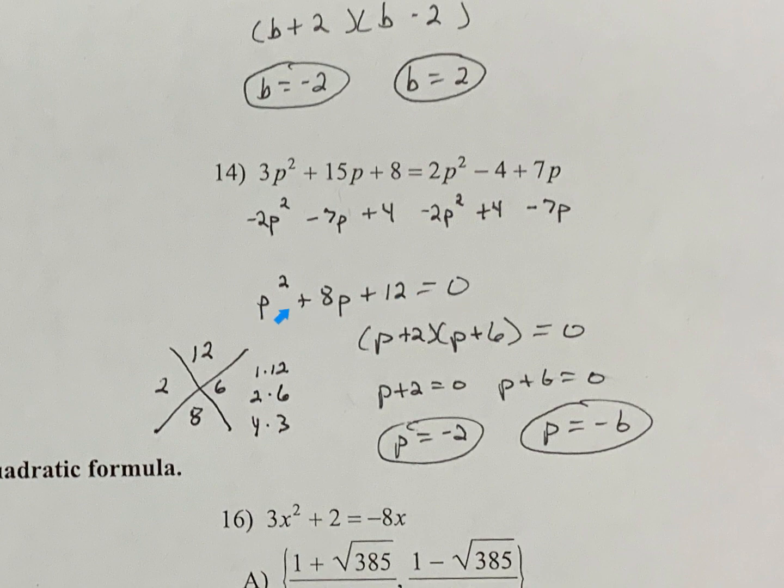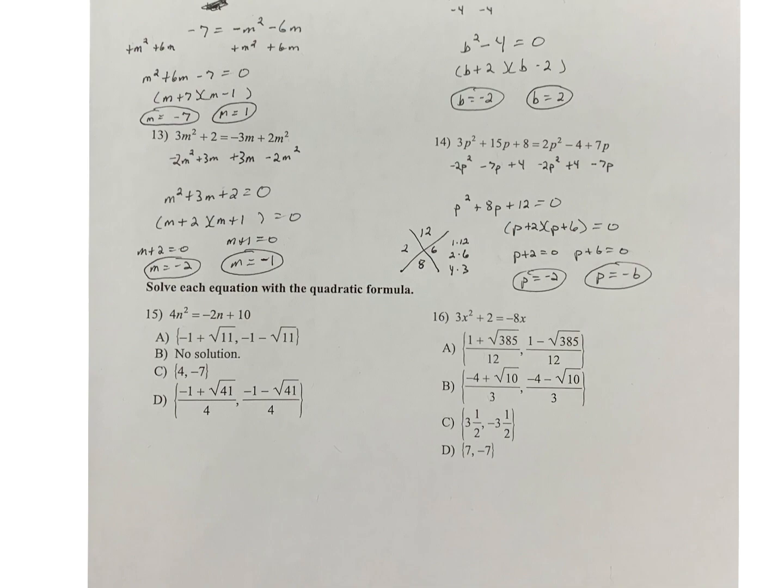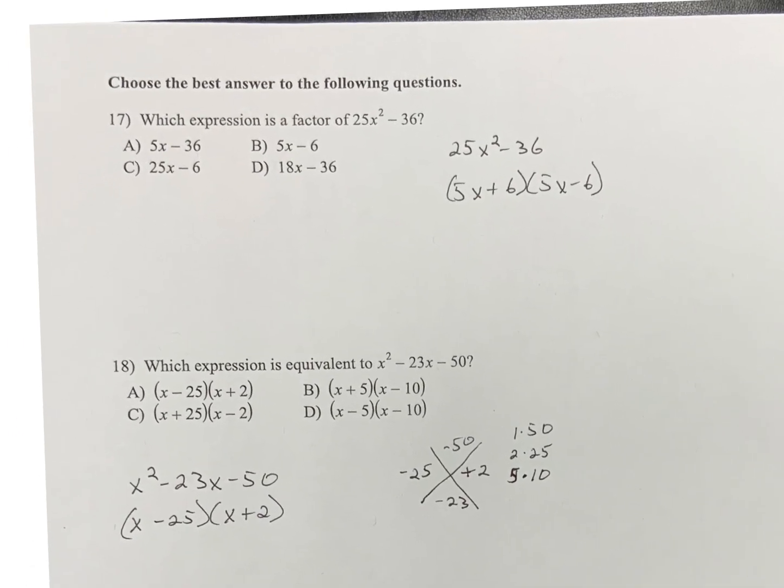So I'm factoring this quadratic. The factors of 12 that equal 8. That's going to be 2 and 6. 6 times 2 is 12. 6 plus 2 is 8. I write it out as the separate binomials, and then I set them equal to 0. B plus 2, set that equal to 0, you would get negative 2. B plus 6, set that equal to 0, you get negative 6. All right. So now let's take a look at 17. All right.